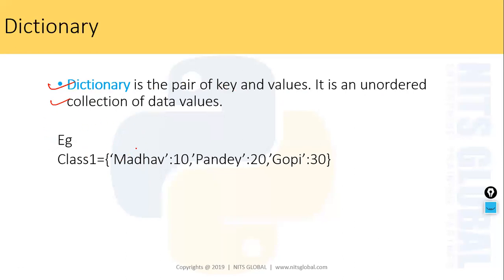For example, let's say I want to store my name Madhav is equal, roll number is 10. Pandey is equal to 20. Gopi is equal to 30. Like that, I can store the values. This could be integer or string, anything. It doesn't mean that this should be string and this should be integer. No, it could be anything. So we create this dictionary for various different purposes. For example, you want to store something like username is equal to admin, password is equal to xyz. So all these inputs would be stored using a dictionary.